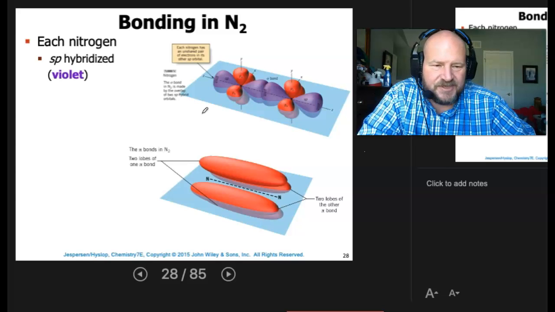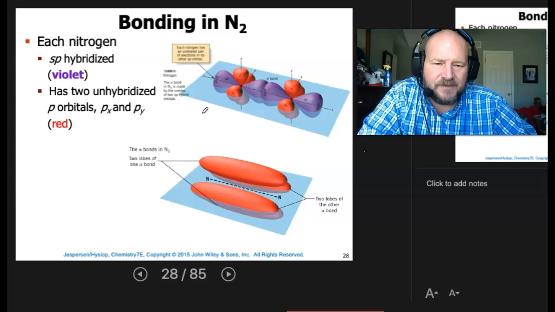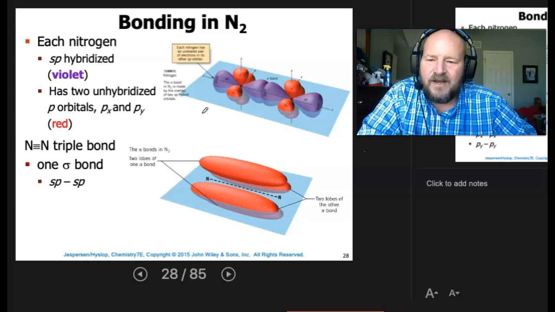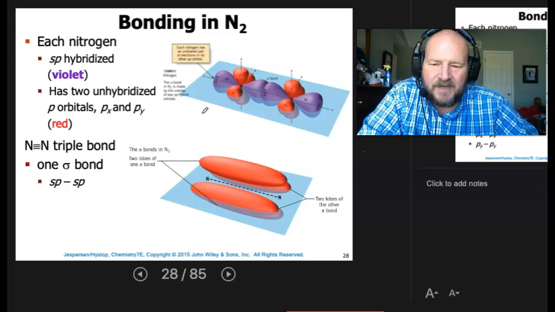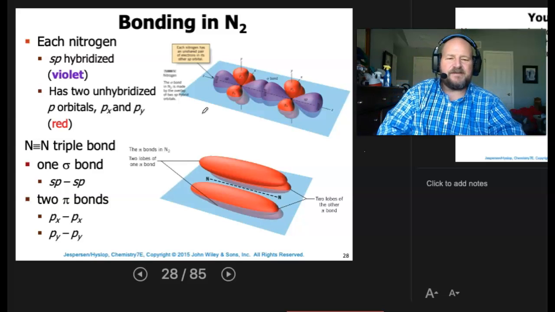Here we're going to see nitrogen is going to be sp hybridized. We're going to have two unhybridized p orbitals, the px and the py in red, just like we saw with the carbon. And now we have the nitrogen-nitrogen triple bond, where we're going to have one sigma bond, the sp-sp hybridized interaction, and two pi bonds, the px and the py.